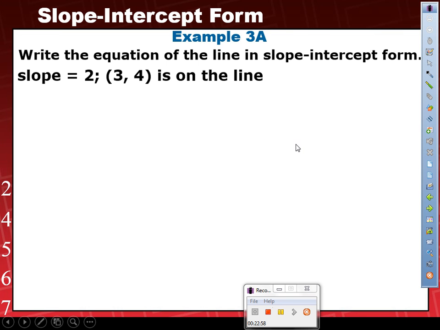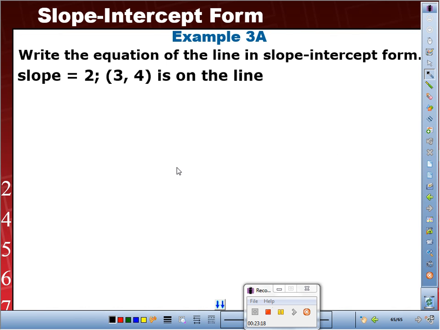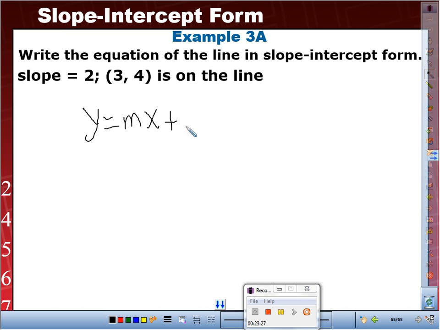Copy this one, example 3A. You don't have to copy the instructions. It's the same one. But I want you to copy the information that they give us: a slope, and then they give us a point. So, to write an equation, what would be the first thing we write? Everyone. Y equals mx plus b.